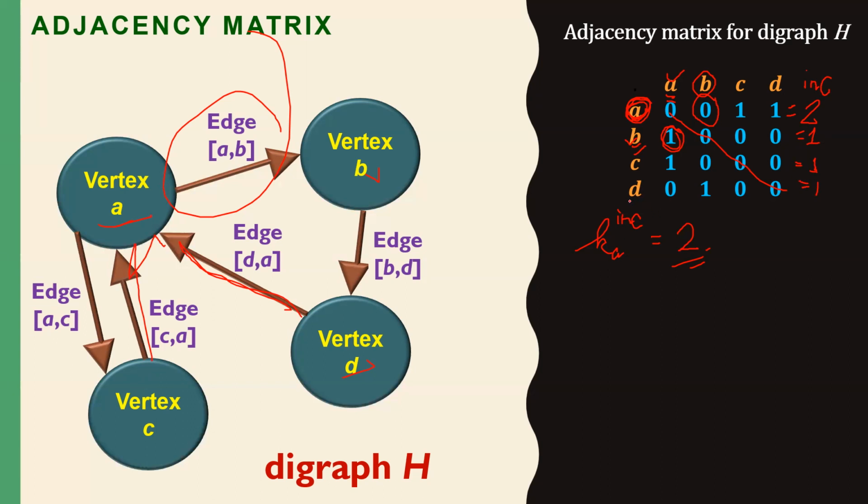And similarly, the outgoing degree will be given by the column sums. So here will be my outgoing degrees. 1 plus 1, so the outgoing degree of A is 2 because there are two edges that start from A. Remember, the column label tells us where an edge starts, right? The outgoing degree of B is equal to 1. Outgoing degree of C is 1. Outgoing degree of D is equal to 1.